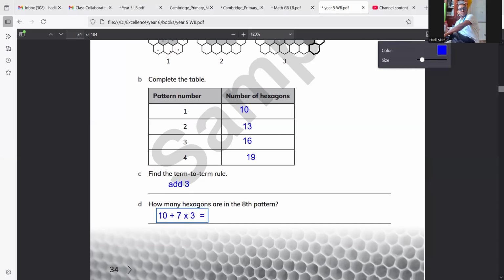If they ask you to find any term, the 10th term, the 100th term, the 50th term, the 8th term, you say the first term plus the 8th term minus 1, which is 7, multiplied by the term to term rule, which is 3. Don't forget, you leave the 10 as it is. You do the multiplication first. 7 multiplied by 3 is equal to 21. Then you add them together, they give you 31. And here is your answer. So the eighth pattern will contain 31 hexagons.